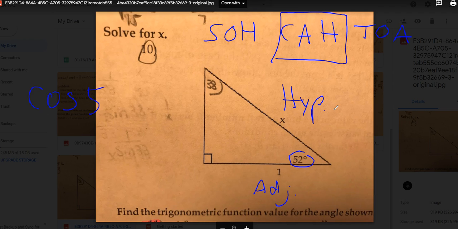Now, don't shoot the messenger, right? Because this is adjacent over hypotenuse. Now remember, this is a proportion. How do we handle proportions? Butterfly. Yeah, the butterfly. So 1 times 1, and then I divide by the cosine of 52.